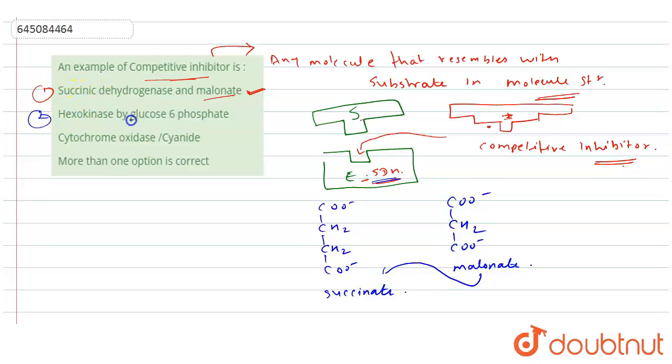The second option is hexokinase and glucose 6-phosphate. No, this is not an example of competitive inhibition. In fact, they show allosteric inhibition. Okay. Third is cytochrome oxidase and cyanide. That is an example of non-competitive inhibition. The substrate and the inhibitor are not the same in structure, and hence they show non-competitive inhibition. Okay, so what is your correct option? Option 1, succinate dehydrogenase and malonate, is the example of competitive inhibition.